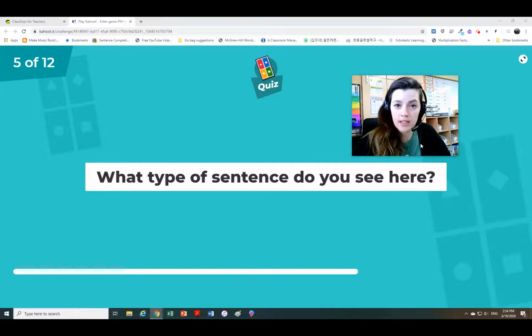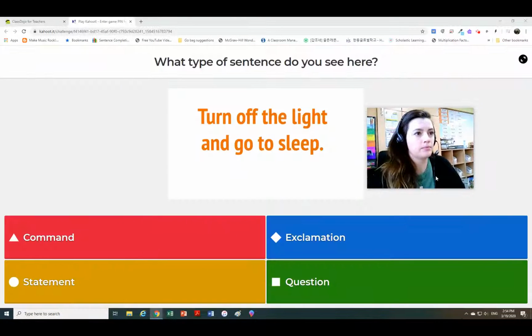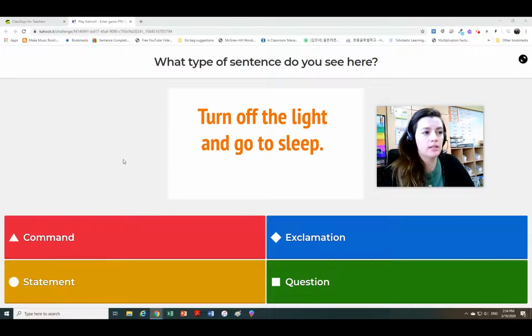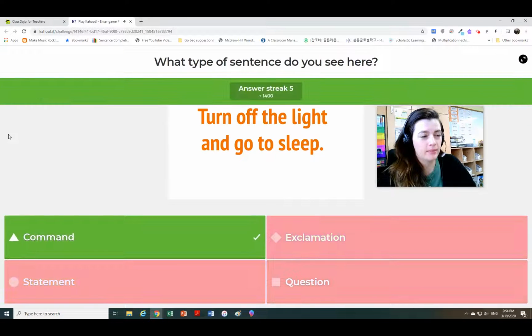What type of sentence do you see here? All right, we need to read this sentence. Turn off the light and go to sleep. Mark your answer now. 3, 2, 1. It is a command. It's telling someone to do something. It's a command.